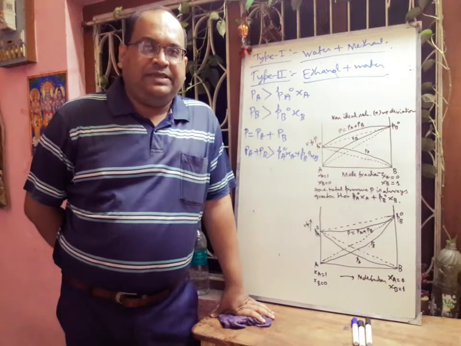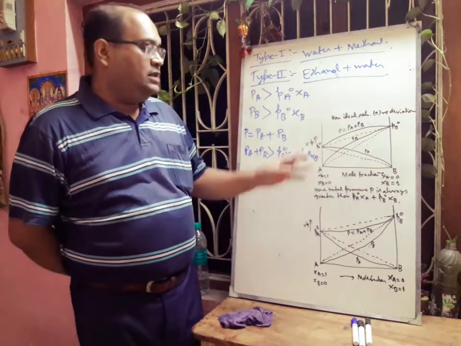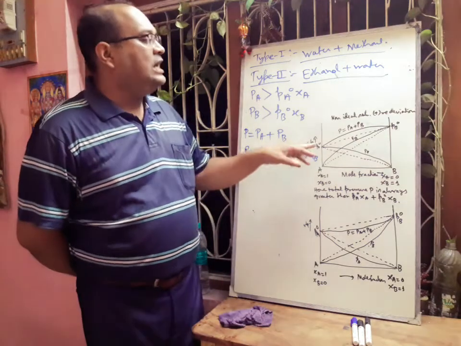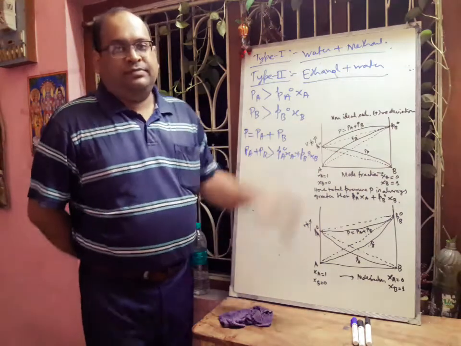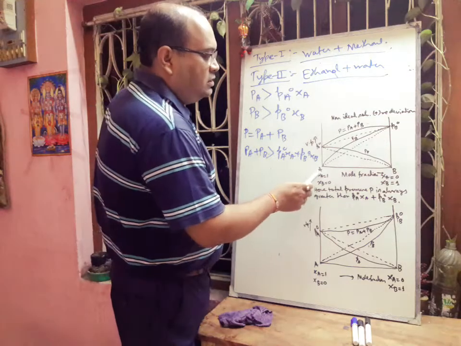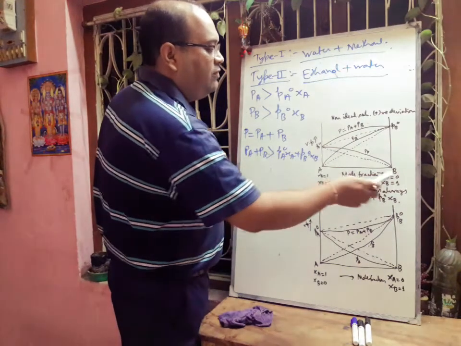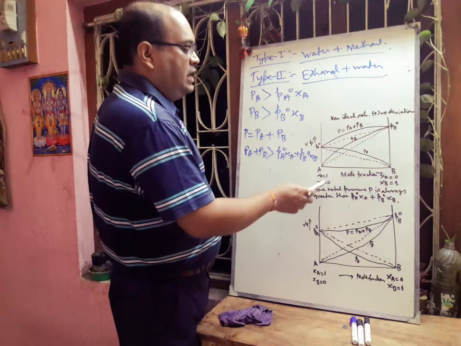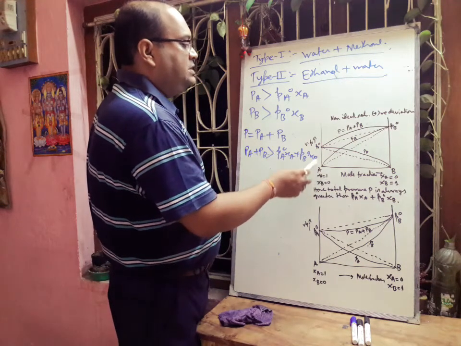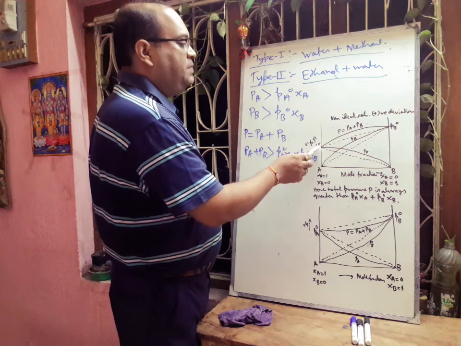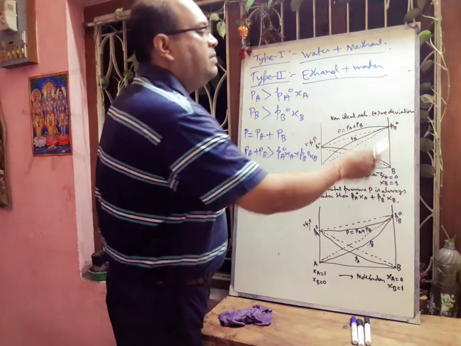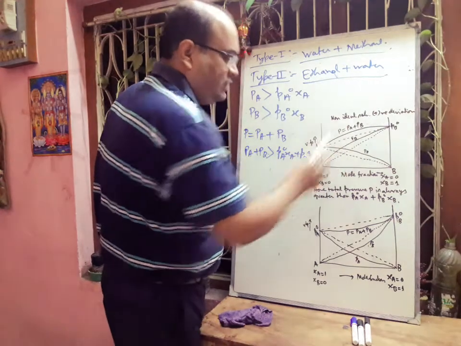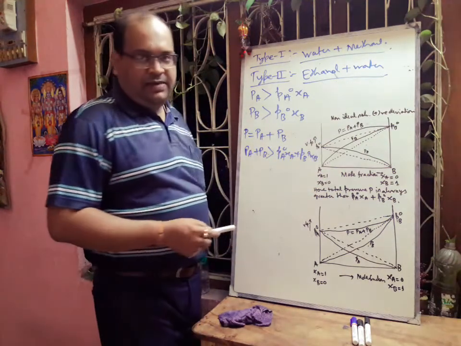Now we can explain this positive deviation by this graph. This dotted line shows the ideal behavior. We have plotted mole fraction on the x-axis and vapor pressure on the y-axis, and when XA is equal to 1 and XB is equal to 0, that means this is the pure liquid A. So here the vapor pressure is PA0, and here also vapor pressure PB0. If we join these by a dotted line, then it will show the ideal behavior.